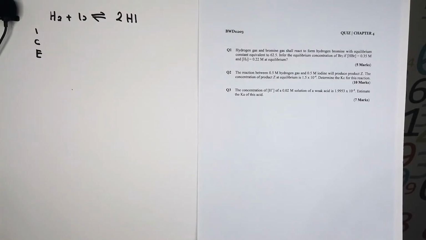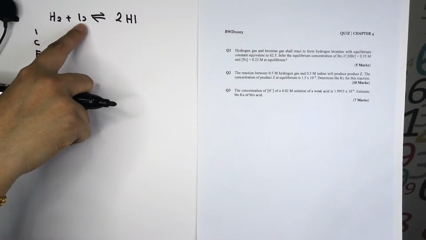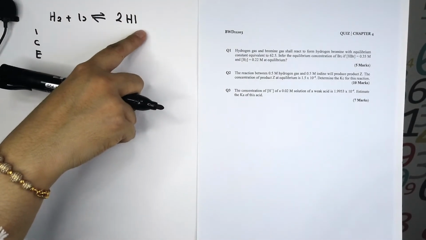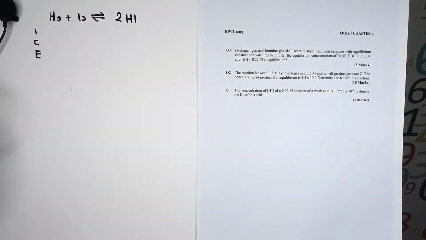For this question, you were asked to predict what is the product Z. So given to you is H2 plus I2, so definitely you will produce HI, but you need to make a balanced equation, so you have 2 around here. So the next up, you need to write the ICE diagram.